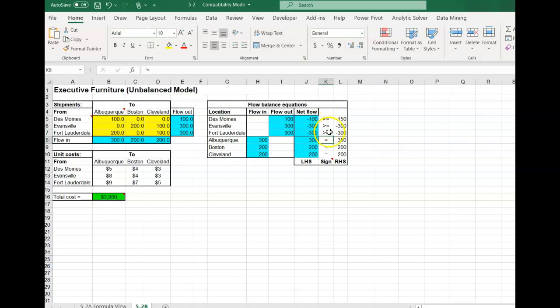So as a rule of thumb, you can remember this: when supply exceeds demand, you change the supply node constraints to greater than or equal to. And when the demand exceeds supply, you change the demand nodes to less than or equal to. And this is going to be true for the majority of situations.